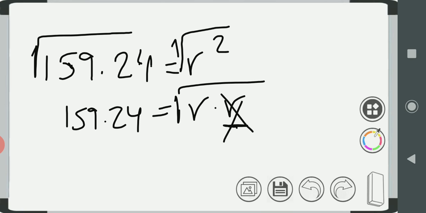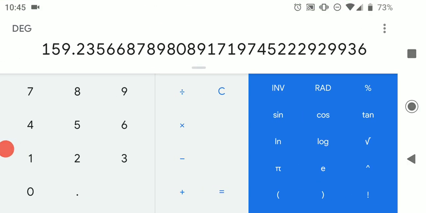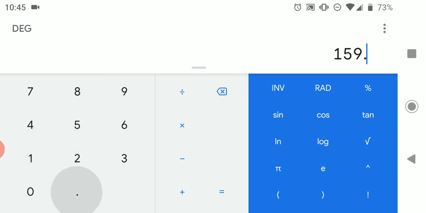So the square root of r squared is r. There are 2 r's. Remember we talked about the square root being the same as the 1/2 power. There are 2 of them, and out of those 2, I want 1. There are 2 r's, I want 1 r. That means for 159.24, there are 2 of something multiplied together here, and I want 1 of them. Let's go figure out what that is. So clear this out, 159.24, and let's find that. It's making me put the square root in first. I'm not quite familiar with this calculator.